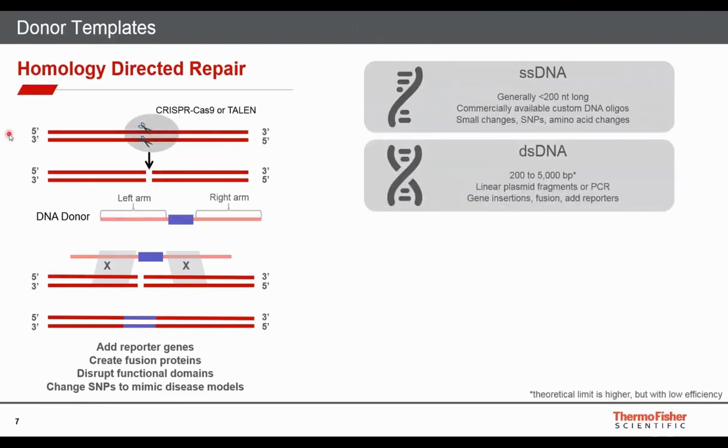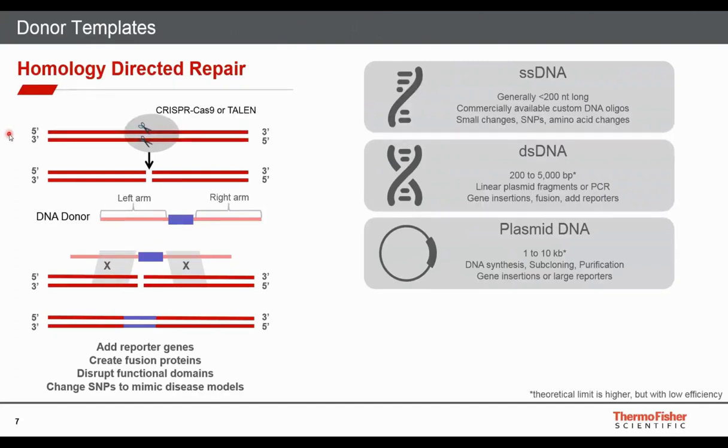The second donor type will be double-stranded DNA. These are in the range of 200 to 5,000 base pairs, or 0.2 to 5 kb. They can be sourced either as linear plasmid fragments or generated by PCR. And these types of donors are chosen if you're trying to do a gene insertion, create some sort of fusion protein, or add reporter constructs to your gene of interest.